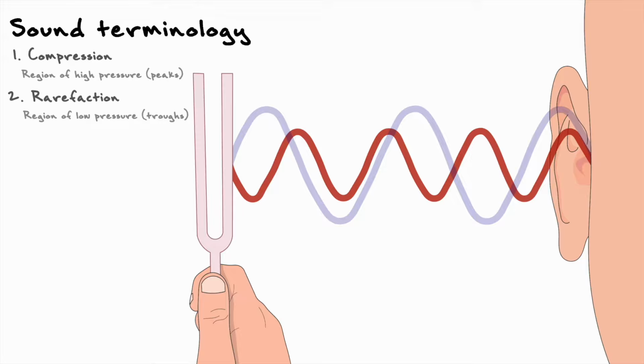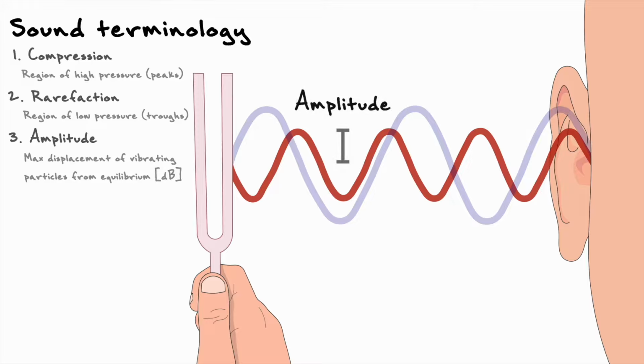First, we can mention the amplitude, which is defined as the maximum displacement of vibrating particles from equilibrium. The unit associated with amplitude is the decibel and is abbreviated as dB. Graphically, it will represent the height of the peak. The amplitude of a sound will directly determine its loudness, so sounds with higher amplitude will be louder. In this case, the blue wave that we have seen in the previous example has a higher amplitude and thus will be louder to the listener.